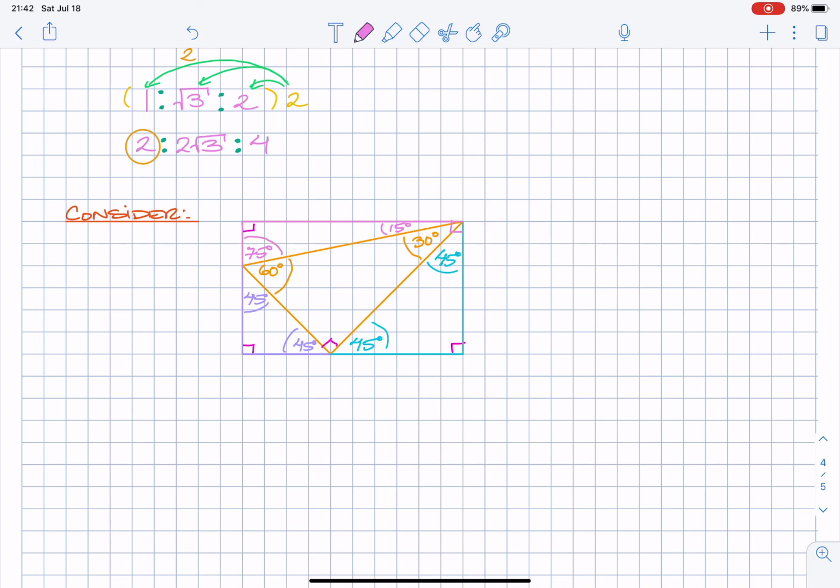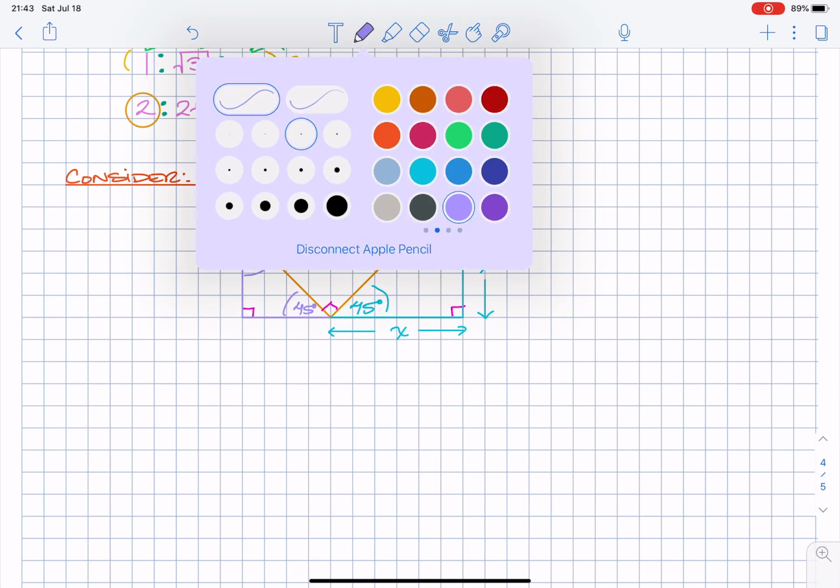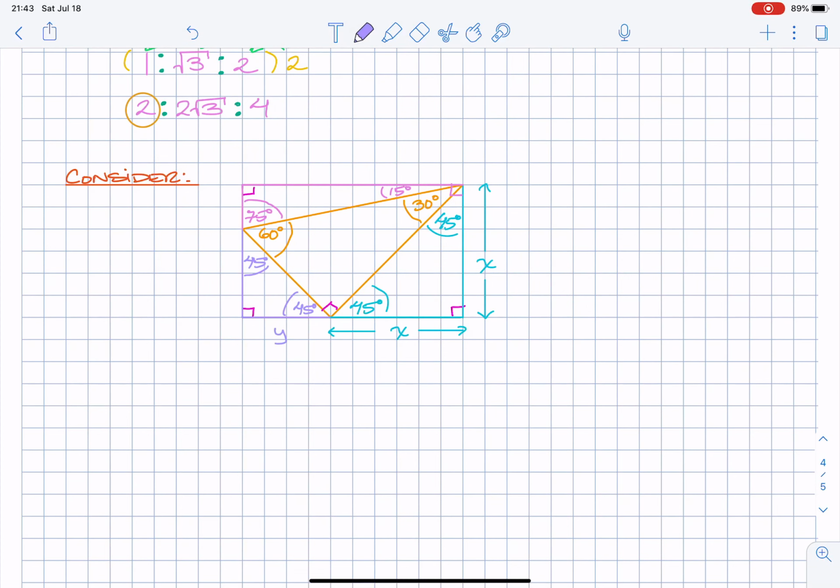Okay, let's suppose that I call the length of blue x. So this length here is x for this side. So that means that this length here is also x for this side. And let's have the purple guy be called y. So this is y to here. Since this is a 45, 45, 90, this is also y to here.